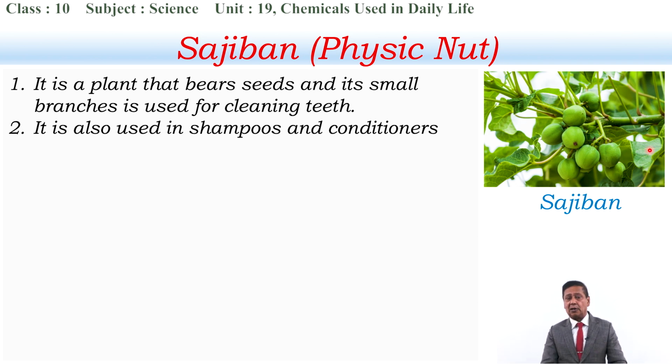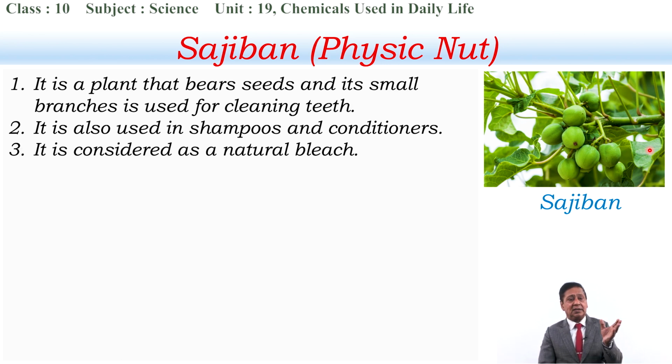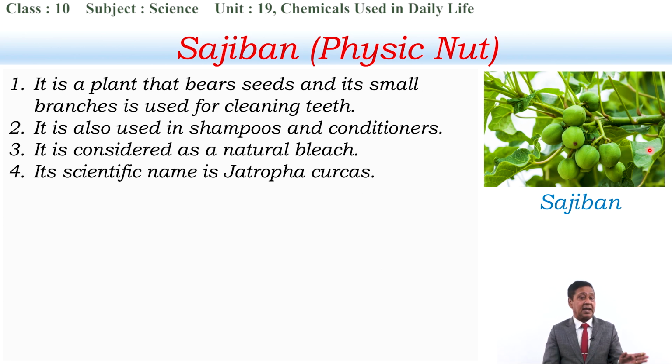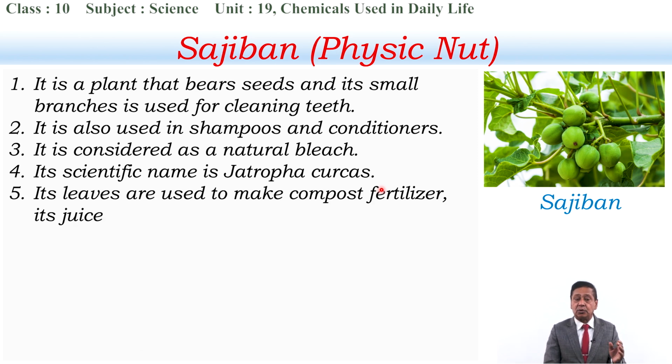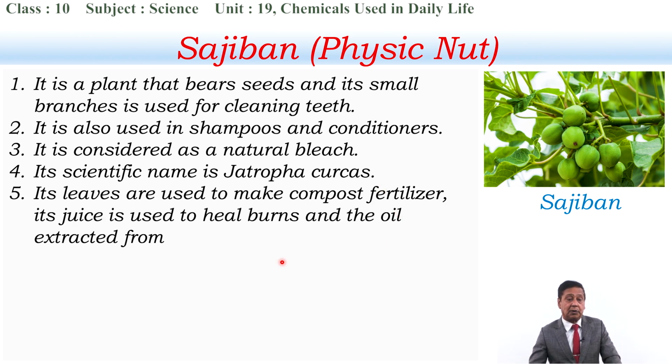Okay. It is also used in shampoo and conditioner, and it is considered a natural bleach. Its scientific name is Jatropha curcas. Jatropha is the genus, and curcas is the species. Its scientific name is Jatropha curcas. Now next, its leaves are used to make compost fertilizer.